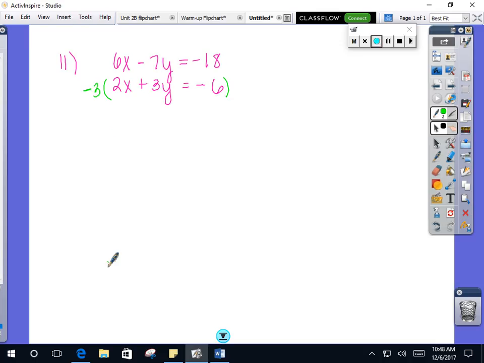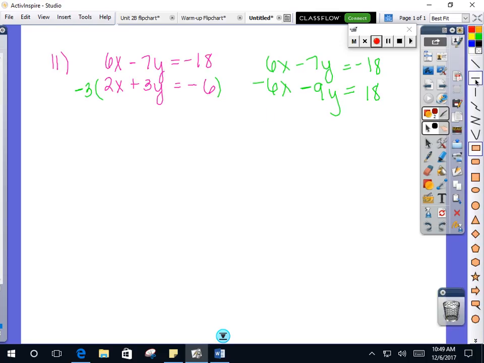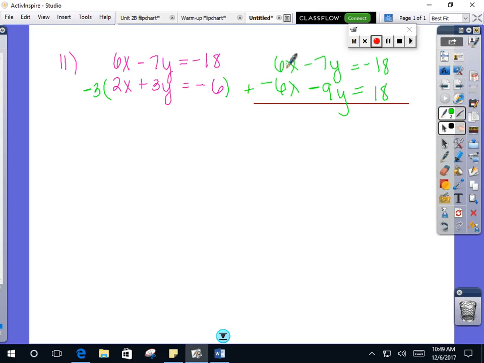Well, what would you need to multiply the bottom equation by to make that 2 become a negative 6? Negative 3. Okay, the top equation is not affected because we didn't multiply it by anything. The bottom equation is all multiplied by negative 3, making that a negative 6x, which is good because that's going to eliminate in a minute. That a negative 9y, and the constant a positive 18. Now that we have a variable that's ready to be eliminated because it has the same coefficient but opposite signs, you add them up. 6 plus negative 6 is 0, so it eliminates. Negative 7y plus negative 9y is negative 16y. And negative 18 plus 18 is 0.